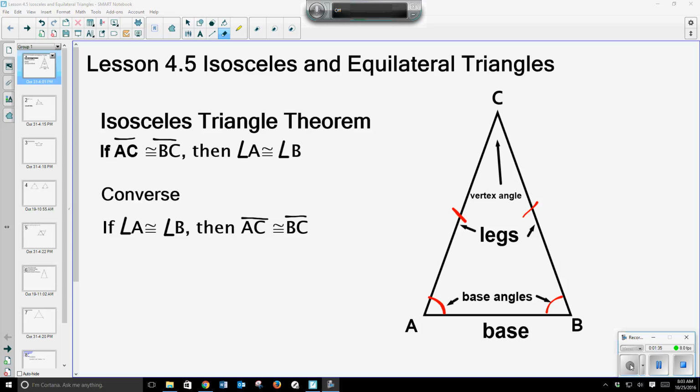And the converse is also true. If you know two angles in a triangle are congruent, those would be your base angles, and the sides across from the two angles would be congruent. So that's the converse. Angle A is congruent to angle B. If angle A is congruent to angle B, then side AC is congruent to side BC. So it goes either way.